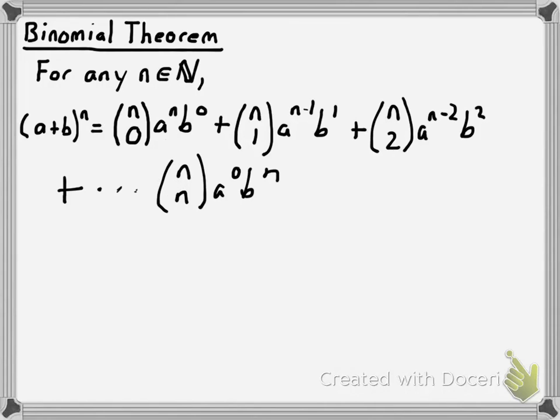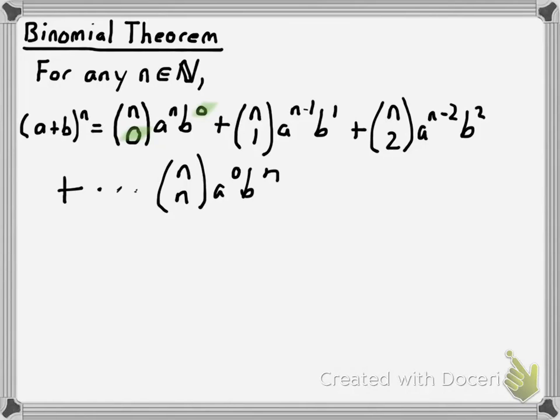Secondly, I need you to notice that this bottom number corresponds every time with the power of the second term, the b from your binomial. Alright, I guess I probably should have mentioned one other thing first. I'll come back to that idea.